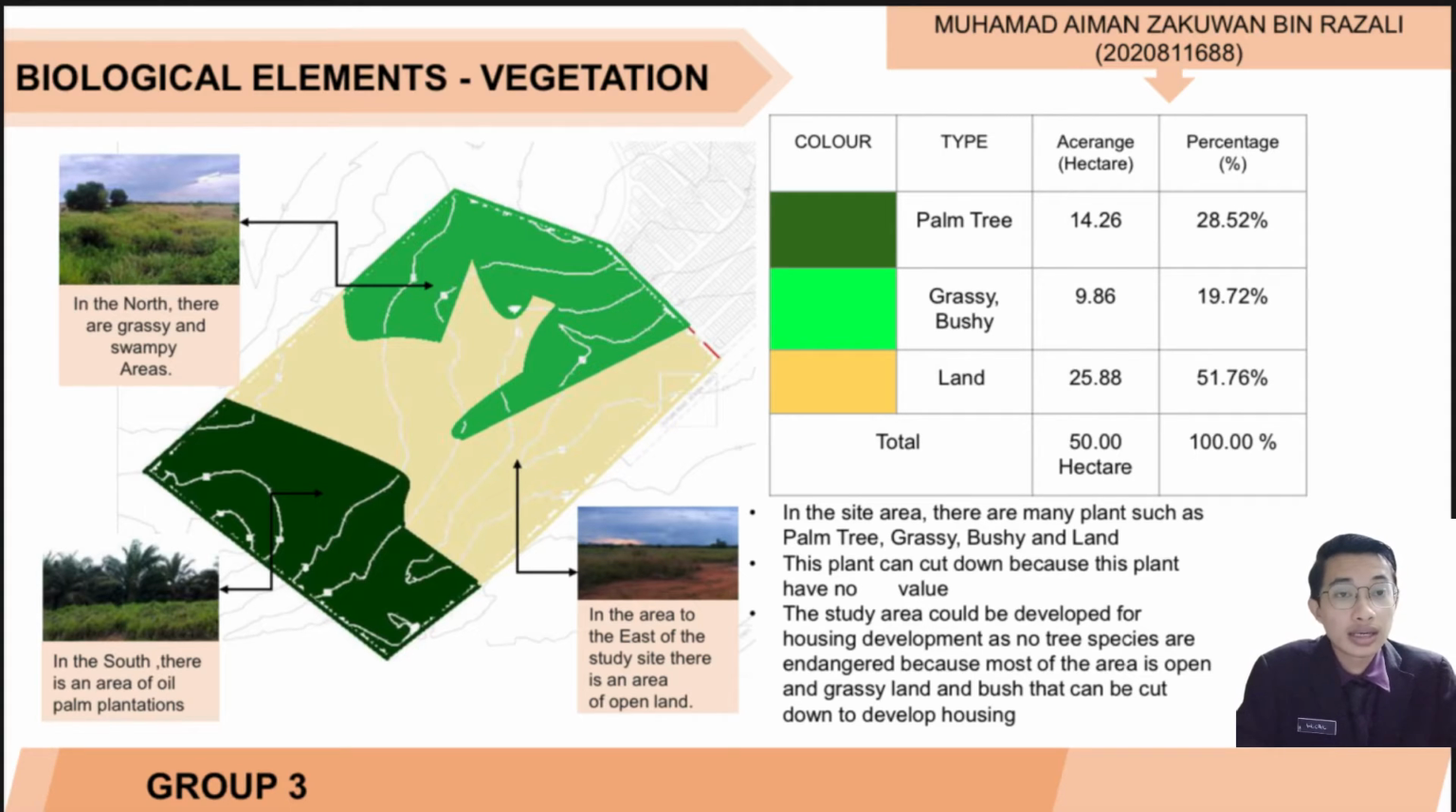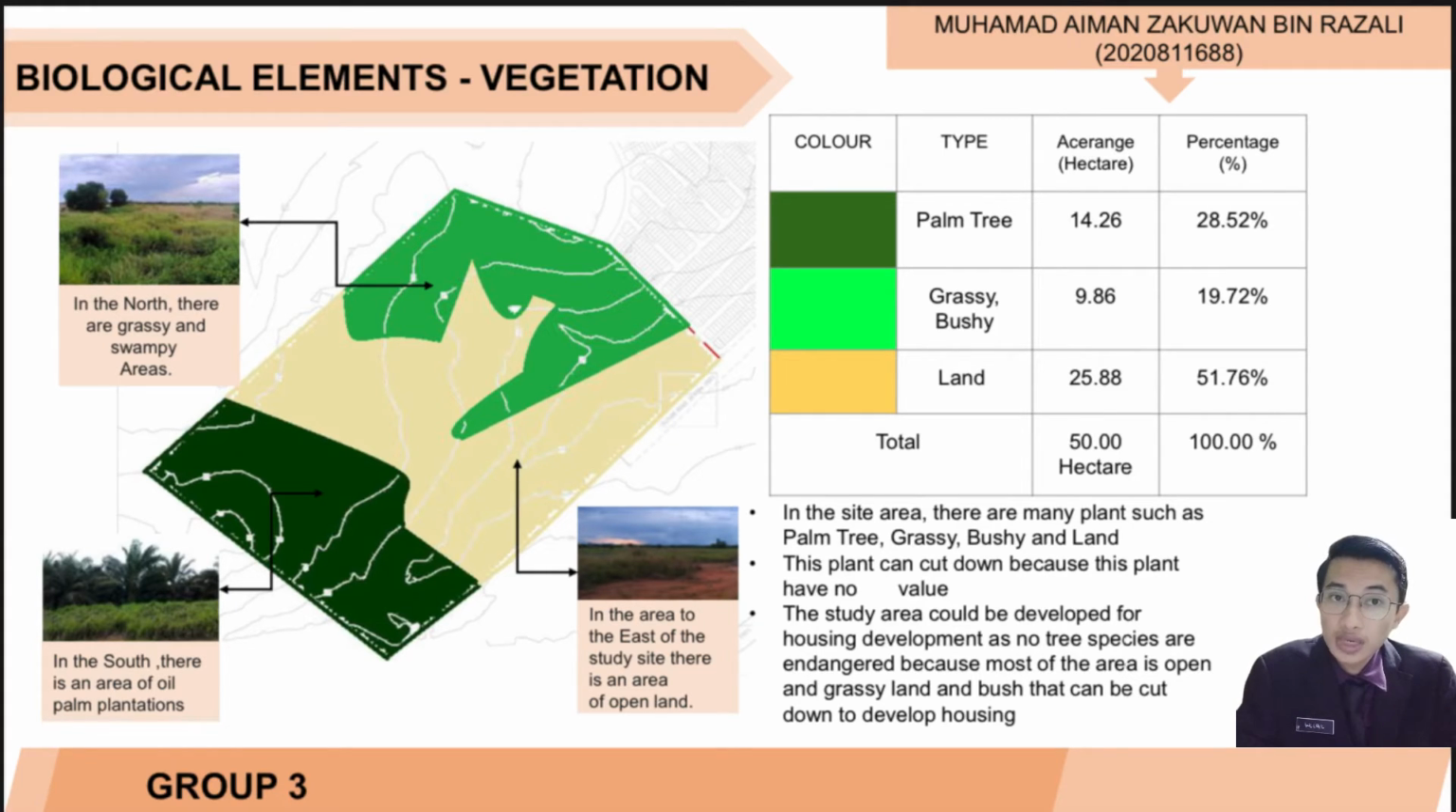The acreage is 40.26 hectares, and grassy and bushy around 9.86 hectares, and the last one is land. The hectare is 25.88 hectares. So the total of the site is around 50 hectares.